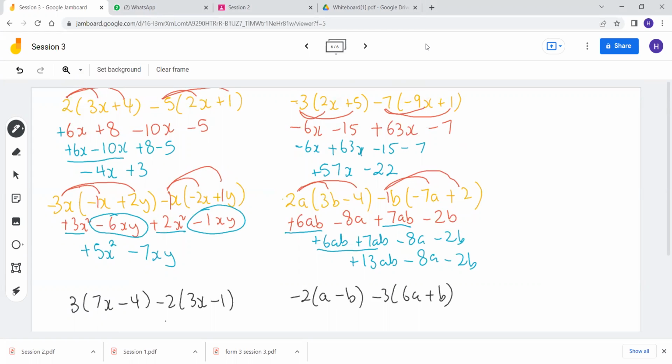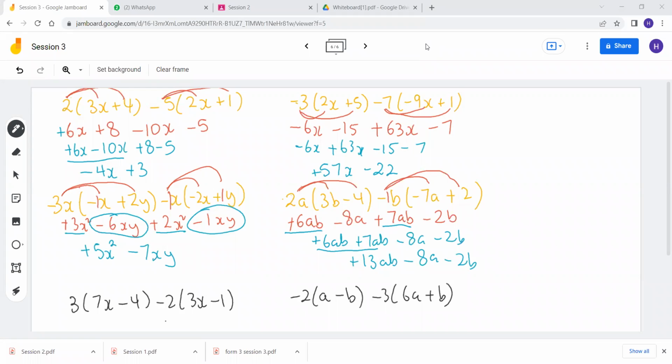Has anybody done this topic yet? Let me see your hands. Has anybody done this in school yet? Distributive law? No? 2, 3. Anybody else? Right? Teresa did this already. Good. Anybody else? Alright, so I've got a person who did this already, right?